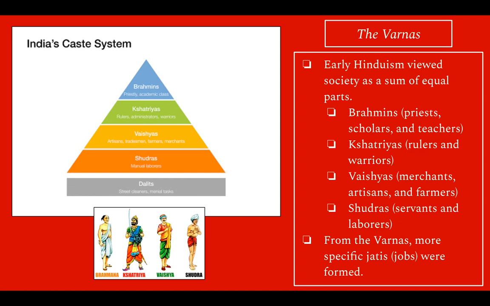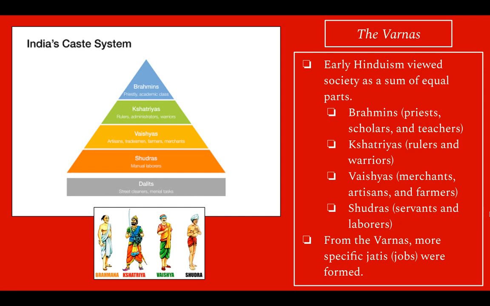And I think it's important to note here, as you can see on this graphic of India's caste system, below the Shudras, you've got the Dalits, sometimes referred to as untouchables. These would be the people that do the jobs that no one else wants, things like street cleaners, disposing of dead bodies of animals and people, that sort of thing.